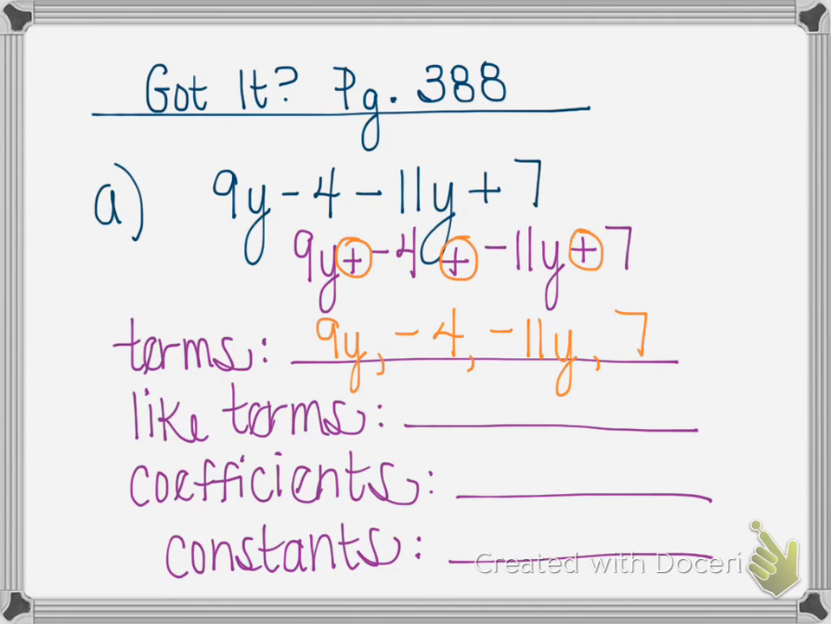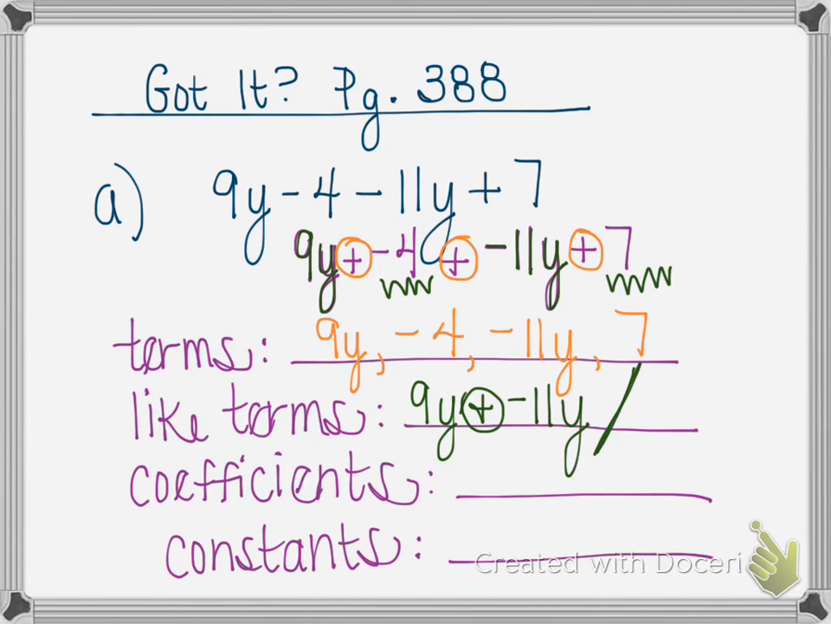Then they want you to find the like terms. Like terms have the same variable to the same power. 9y has a y, so does negative 11y. So they are a pair of like terms. A second set of like terms here is negative 4 and 7. They both are constants, they don't have a variable, so they're also like terms, negative 4 and 7. The coefficients are the numbers being multiplied by the variables. So the coefficients here are 9 and negative 11. And the constants are negative 4 and 7.